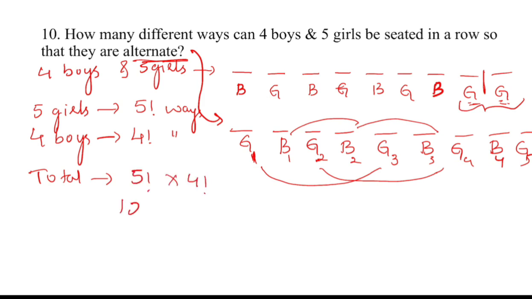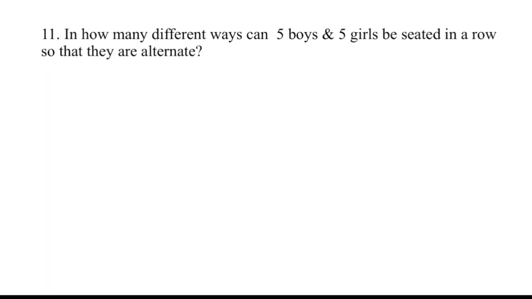So 5 factorial is 120, into 4 factorial, whose value is 24. So when you multiply, we get 2880 ways. Okay. So next problem. In how many different ways can 5 boys and 5 girls be seated in a row so that they are alternate?